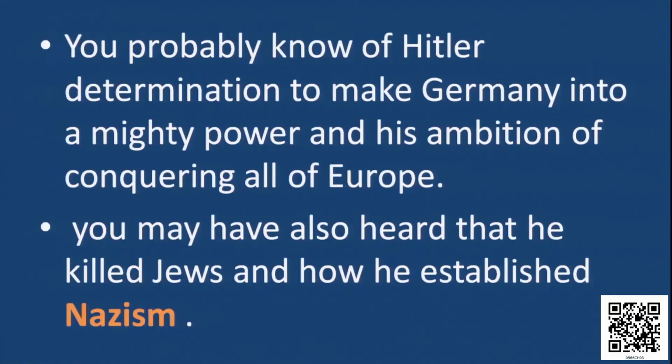In this chapter, we are going to discuss Nazism and the rise of Hitler, as I have told you. You must have known that Hitler had a dream in his mind. He was so determined to make Germany a mighty power, and his ambition was to conquer the whole of Europe. This was the determination of Adolf Hitler.